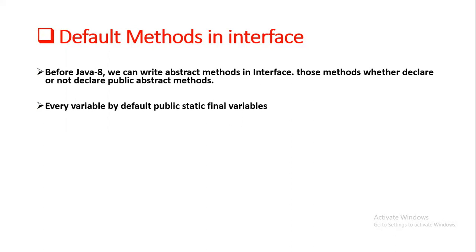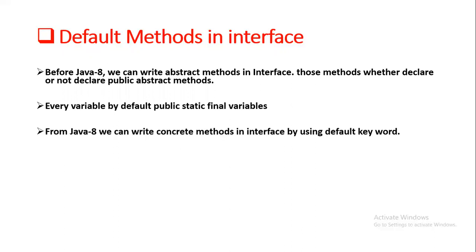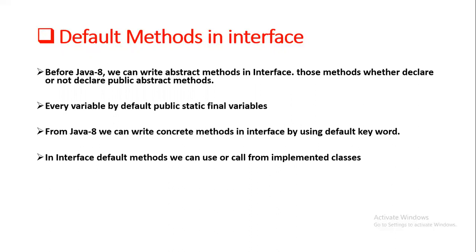After Java 8, we can create concrete methods in an interface. How can we create concrete methods in an interface? By using the default keyword. So from Java 8, we can create concrete methods in an interface by using the default keyword. Those default methods we can call from implemented classes. By using the interface name, we cannot call them. Why? Because those are concrete methods, not static methods.